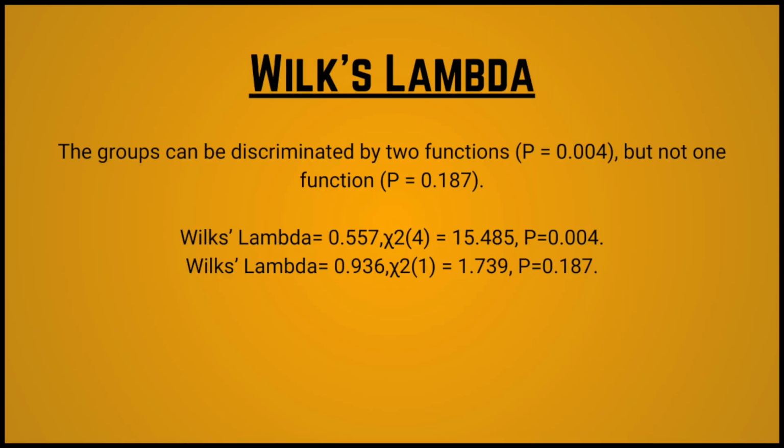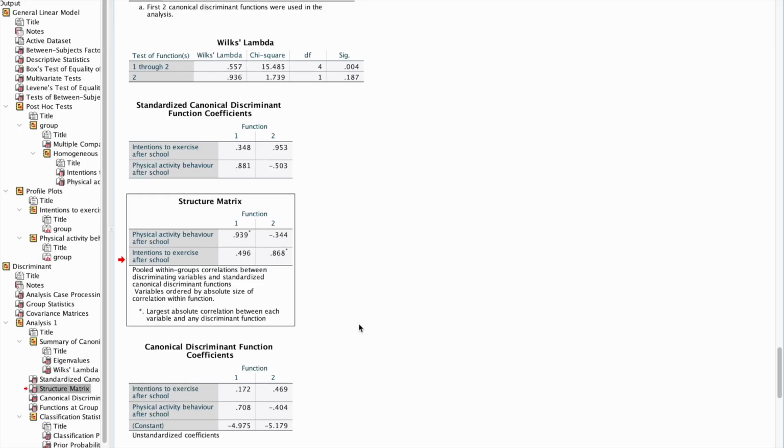You would write this as Wilks' lambda equals 0.557, chi-square 4 equals 15.485 with a p-value of 0.004, and Wilks' lambda 0.936, chi-square 1.739, p equals 0.187.